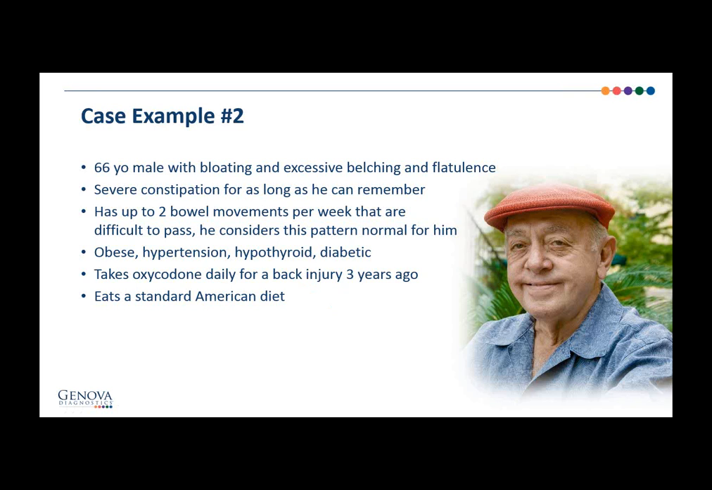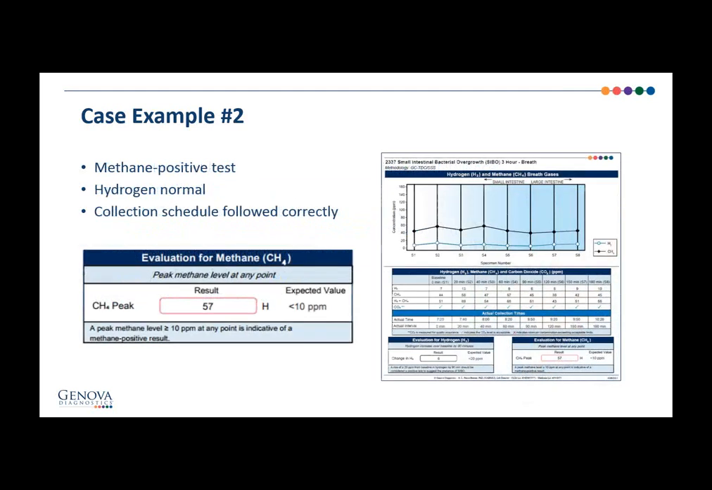This patient also is obese, has hypertension, hypothyroid, diabetes. He takes oxycodone daily for a back injury that he had 3 years ago, and he eats a standard American diet. And these are his test results. So we see that this is a methane positive test. So 57 was the highest methane point at any point during the test.